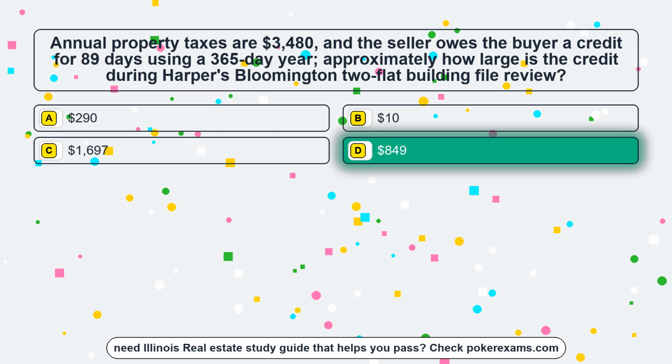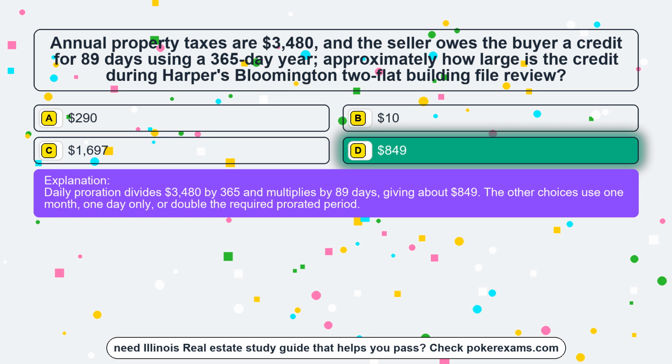The correct answer is option D, $849. Daily proration divides $3,480 by 365 and multiplies by 89 days, giving about $849. The other choices use 1 month, 1 day only, or double the required prorated period.